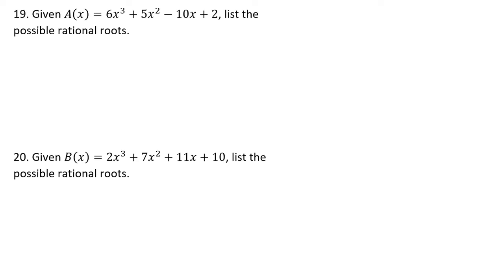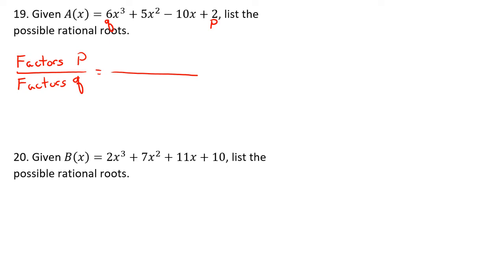All right, so for this one, it says, given the polynomial, list the possible rational roots. So this is the P over Q type problem, where the P is the constant term and the Q is the leading coefficient. So we are going to find the factors of P and the factors of Q, and then we're going to divide them.